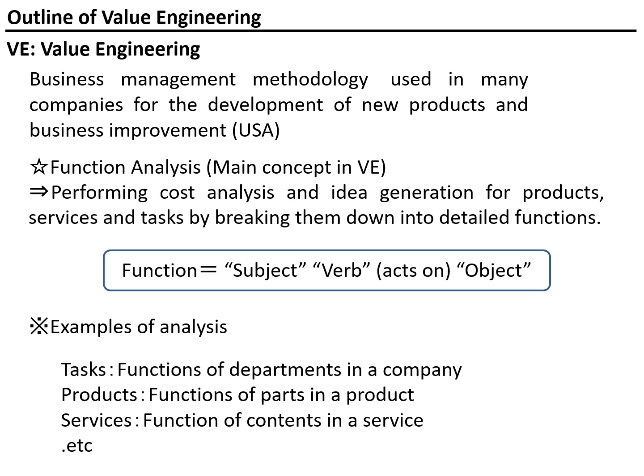Actually, this is a combination of words: subject, verb, and object, where the subject acts on the object. So the combination of subject, verb, and object is called a function. And so, an example of analysis.